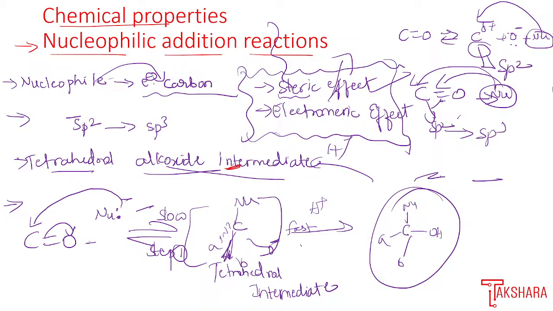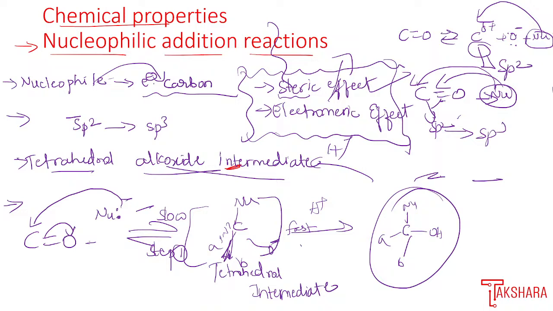Then the second one is the electronic effect. In the electronic effect, the two alkyl groups of ketones reduce the electrophilicity of the carbonyl carbon compared to aldehydes. So we can consider the steric effect and the electromeric effect for why aldehydes are generally more reactive than ketones. We can explain it by taking these two points.